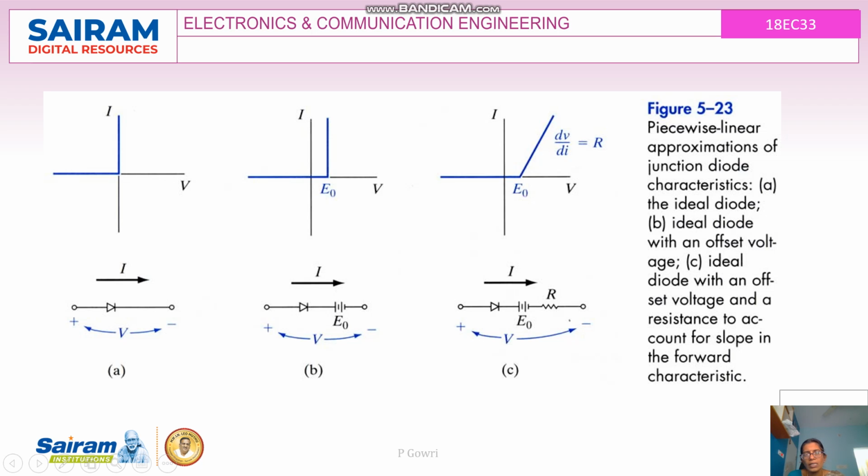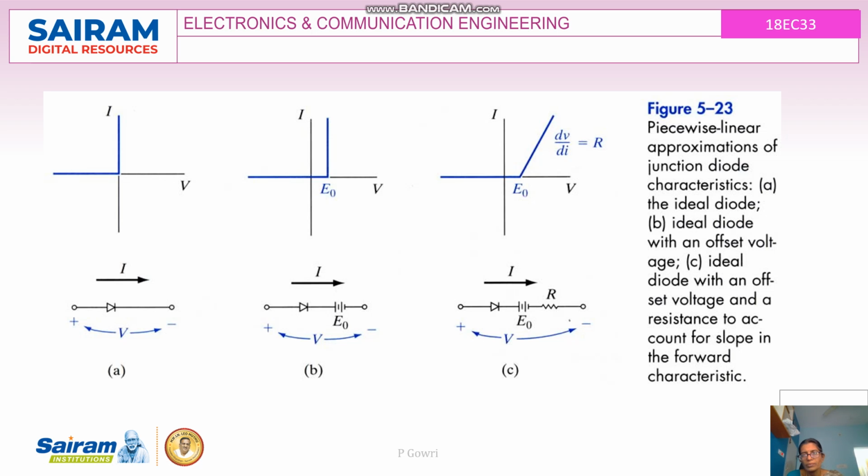In the second case, we assume that any diode will have in series a voltage E naught, the potential voltage. So now the diode can be approximated as an ideal diode with an offset voltage E naught. The third case is an ideal diode with an offset voltage and a resistance to account for the slope in the forward characteristics. So these are the three approximations we have for a diode.